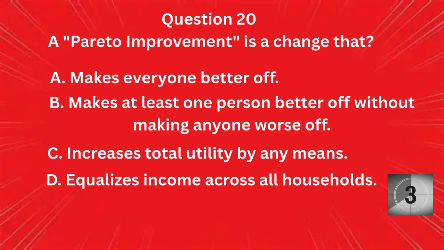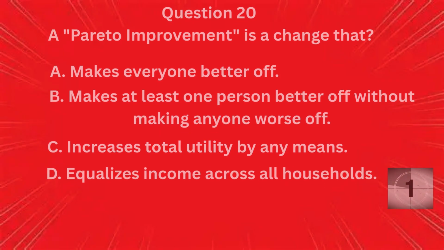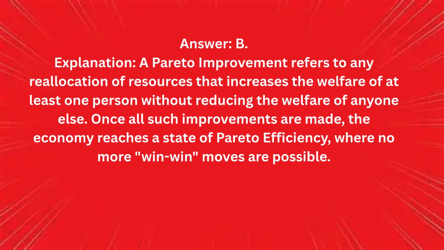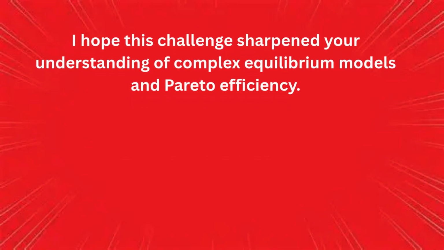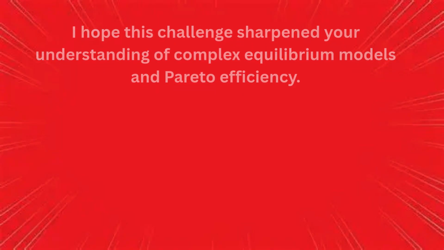Answer, B. A Pareto improvement refers to any reallocation of resources that increases the welfare of at least one person without reducing the welfare of anyone else. Once all such improvements are made, the economy reaches a state of Pareto efficiency, where no more win-win moves are possible.